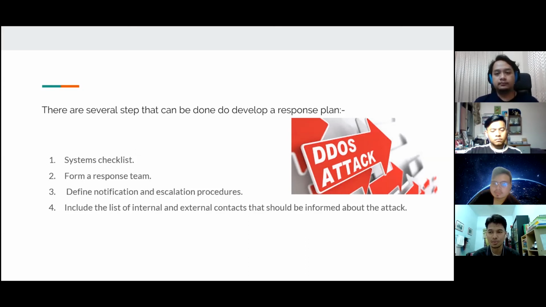The second is to form a response team, where the key team members must ensure the responsibility is defined to organize the reaction to the attack when it happens. The third one is to define a notification and escalation procedure, to make sure the team members know exactly whom to contact in case the attack happens. The final plan is to include the list of the internal and external contacts that should be informed about the attack, that include the developed communication strategies with the customer, cloud service provider, and any security vendors.